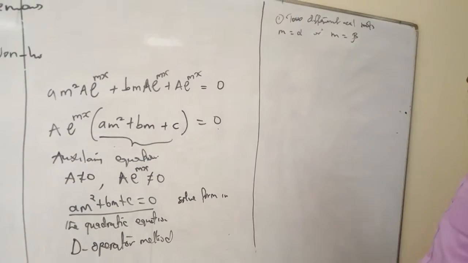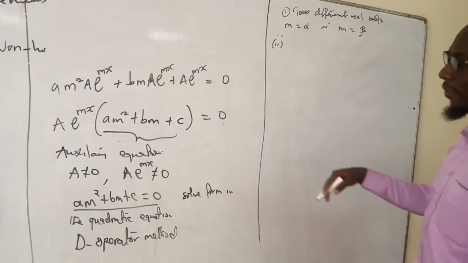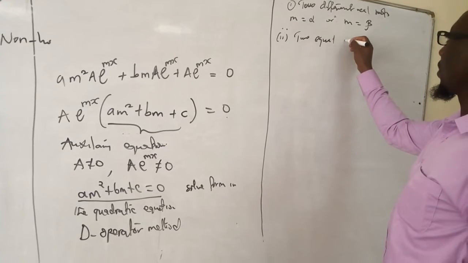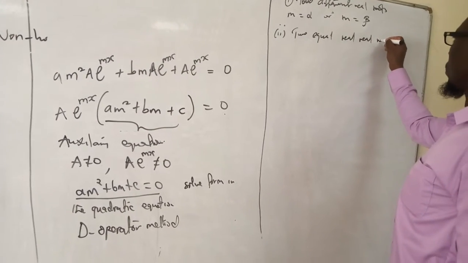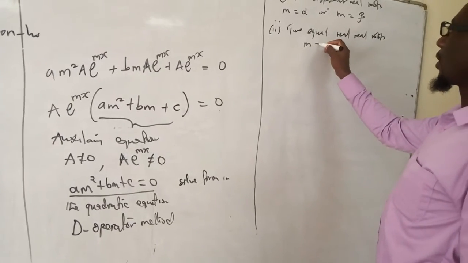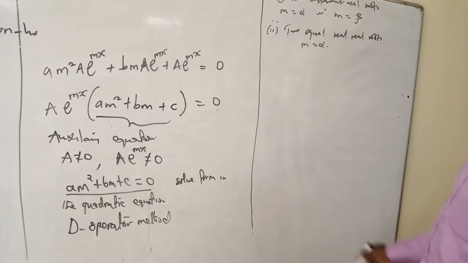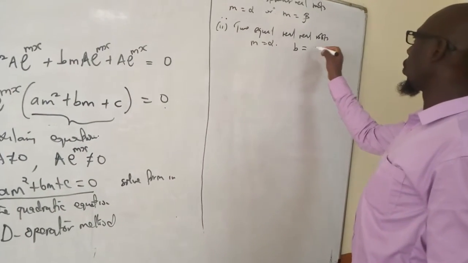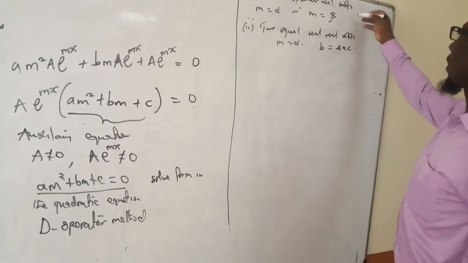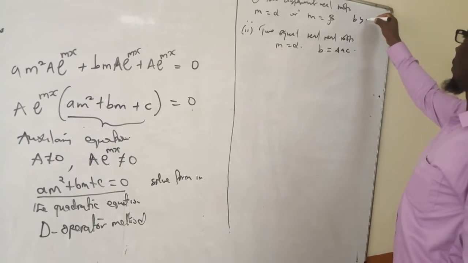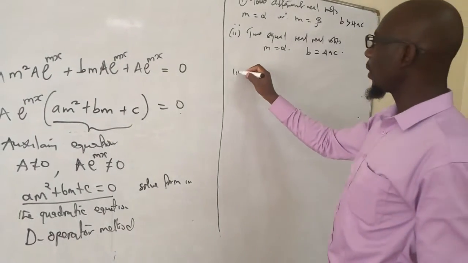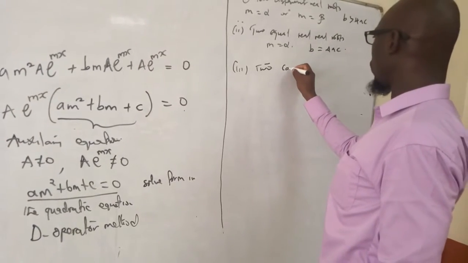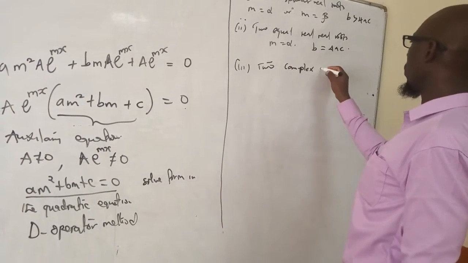Two different real roots. Number two, we can have two equal real roots. That is when m is now equal to alpha. This one mostly happens when b squared is equal to 4ac. The first case happens when b squared is greater than 4ac. And the third one, we can have two complex roots.